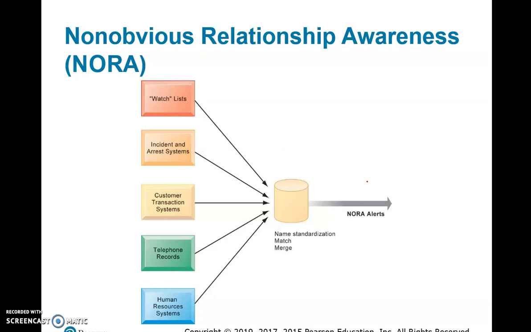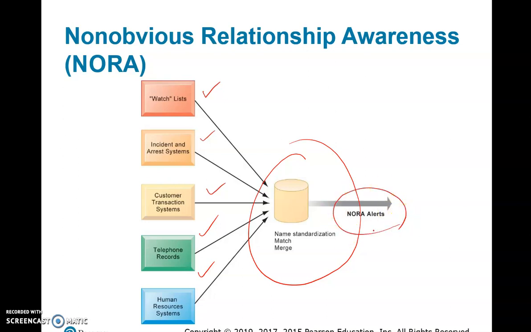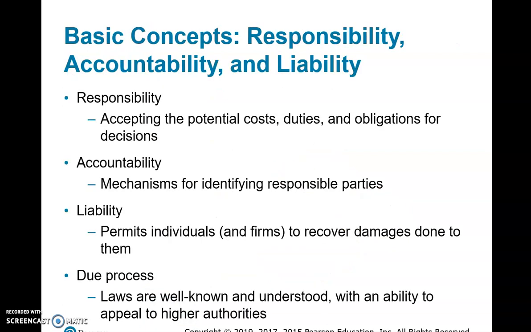In non-obvious relationship awareness, you have watch lists, you have incident and arrest systems, you have customer transaction systems, your telephone records, you have human resources systems. All these are pulled into a database, and standardized names, matches, and merges are done so that alerts can be sent to Homeland Security or anybody else. And that's how NORA, non-obvious relationship awareness, works.